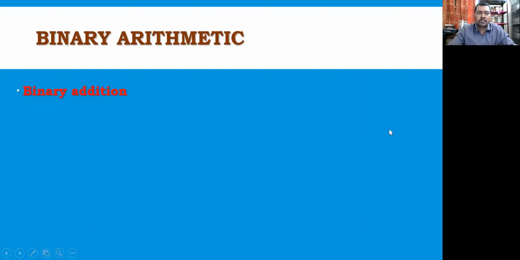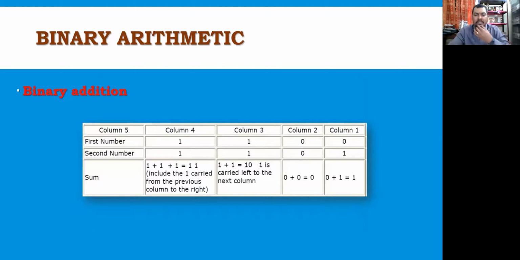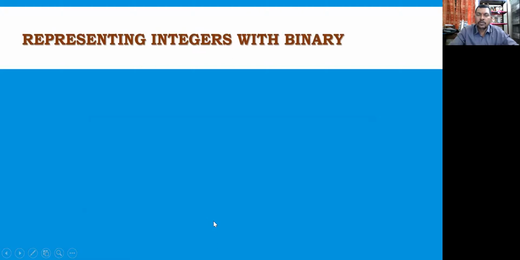So these are some of the binary arithmetic that we have studied. Some rules of binary addition I have already discussed. So 1 plus 1 is 10, 0 plus 0 is 0, 0 plus 1 or 1 plus 0 is 1, and here we have given 3 bits to add all ones. So 1 plus 1 is 10, plus 1 will give you 11. So include the 1 carried from the previous column to the right. So we have taken 1 carry with 1. So the output of 1 plus 1 plus 1 is 11. These are the rules of binary addition. I have already given it on WhatsApp.